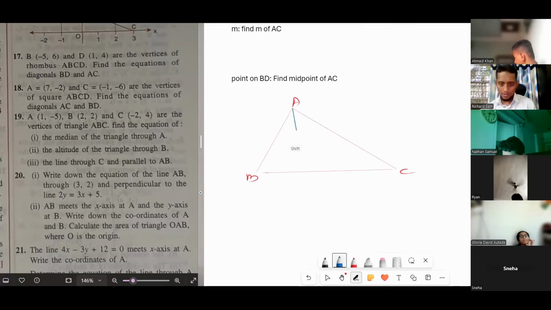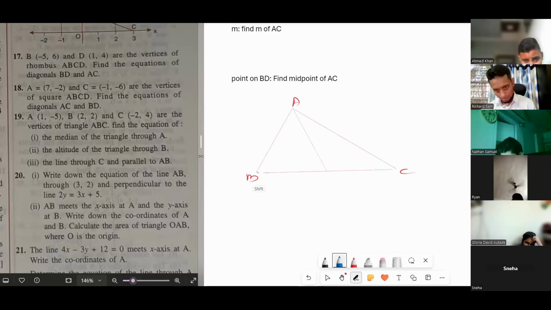Median means from A to where? To the midpoint of BC. This line passing from A to the midpoint of BC is called the median. Is that clear, everyone? Second question is find the altitude of the triangle through B.